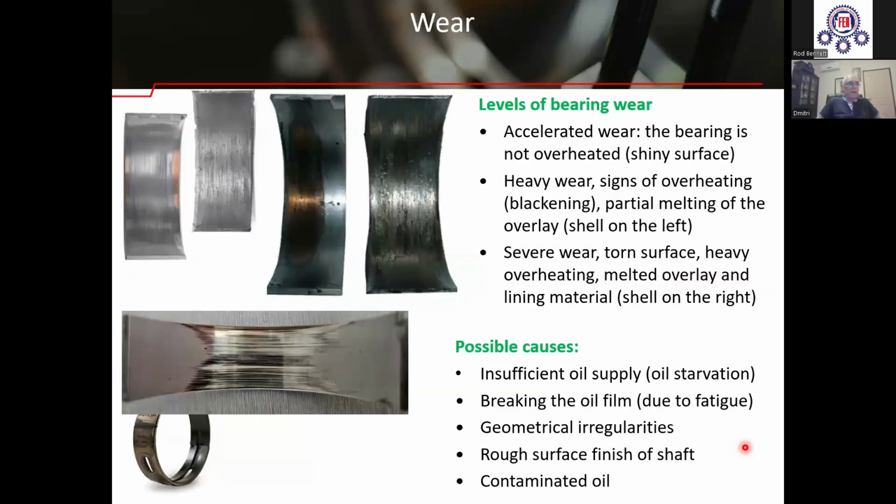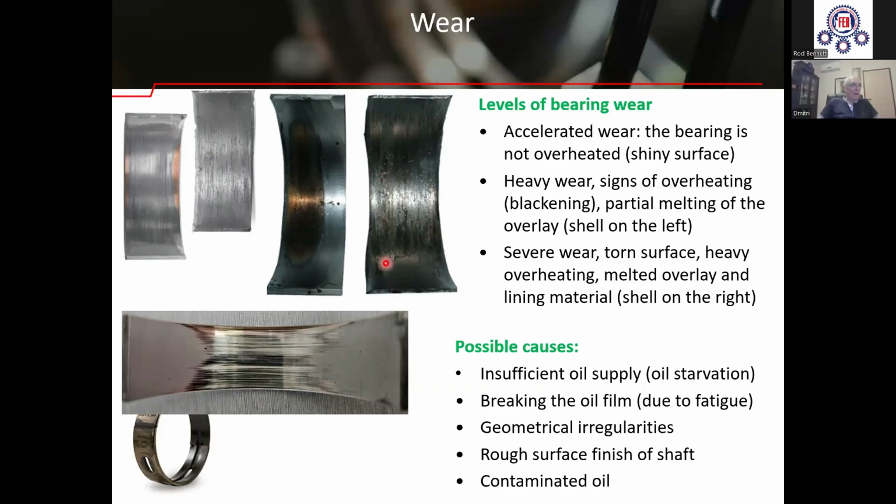The next failure mode is wear. There are 3 levels of bearing wear. Accelerated wear, when the bearing is not overheated and it has a shiny surface, like here. Heavy wear with signs of overheating or blackening, partial melting of the overlay, and exposure of the bronze lining, like here. And severe wear and torn surface with heavy overheating, melted overlay, and melted lining material, like here.